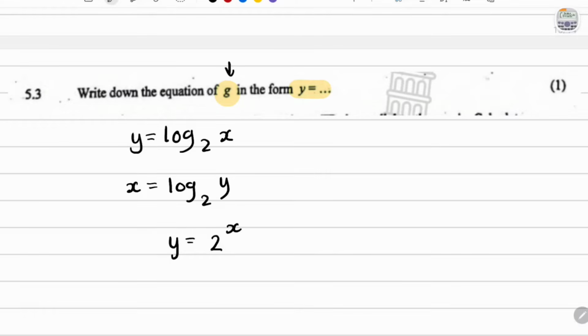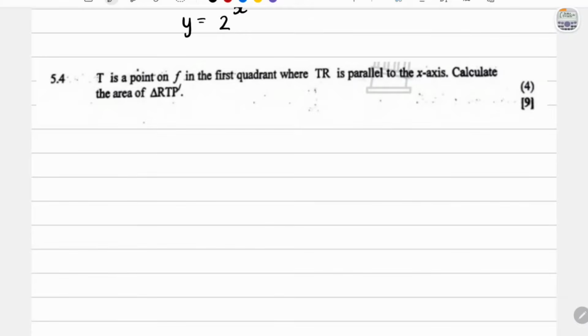Moving on to the next question. Then 5.4, we have t is a point on f in the first quadrant where TR is parallel to the x-axis. And we need to calculate the area of triangle RTP prime. Okay, that's specifically P prime. Okay, let's get the graph down and see what they're talking about.